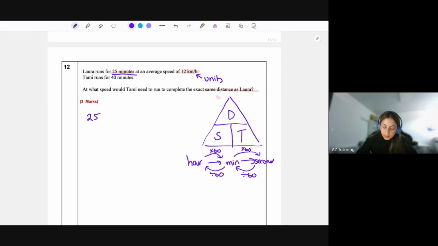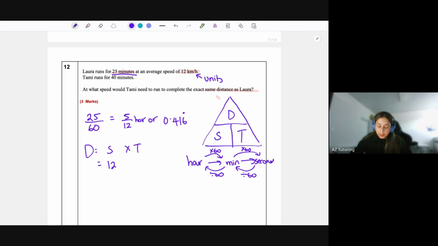So first of all, I'm going to do 25 divided by 60. That gives me 5/12 of an hour. Or you can write 0.416 recurring, but I don't like writing recurring decimals, so I'm just going to leave it as 5/12. And then to find the distance, distance equals the speed times the time. The speed is 12 kilometers per hour times by 5/12. The distance is therefore 5 kilometers. So we've got Laura's distance.